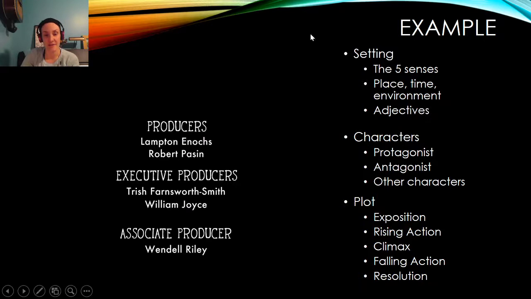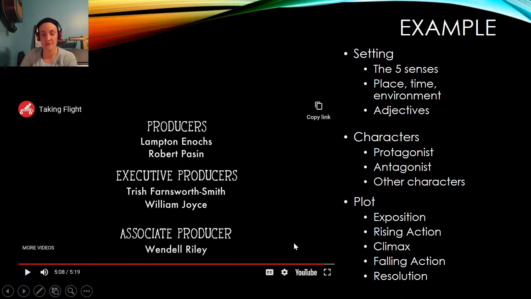1. Okay, so then you can see the resolution there. The father and son reconnect through their imaginations. Everything is sunshine and rainbows again.